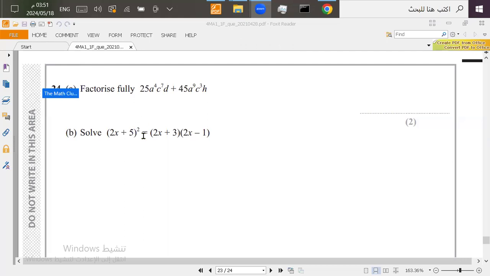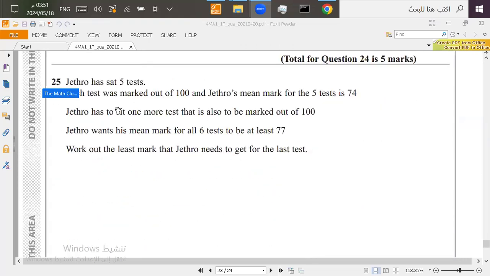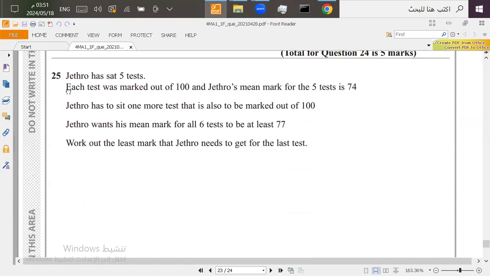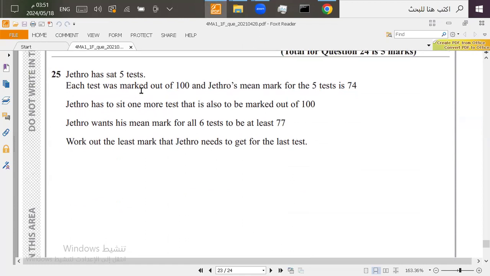Now, let's move on to the next question here. We have question 25. Jethro has sat 5 tests. Each test was marked out of 100, and Jethro's mean mark for the 5 tests is 74. Jethro has to sit one more test that is also to be marked out of 100. Jethro wants his mean mark for all 6 tests to be at least 77. Work out the least mark that Jethro needs to get for the last test.